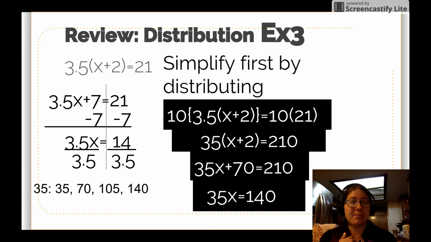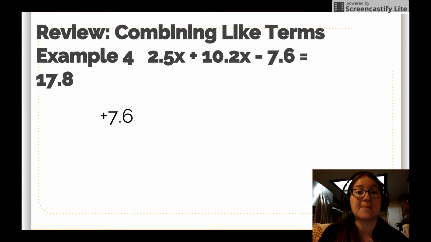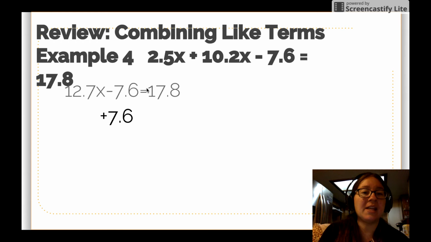I've got one last example. I don't think we got to this in class. 2.5x plus 10.2x minus 7.6 equals 17.8. How would I get here? Well, I added my like terms, 2.5x and 10.2x. 2.5 and 10.2 is 12.7. Now I'm going to add 7.6 to both sides. Whoops. Okay, I didn't finish this problem. See if you can finish the problem, and maybe we'll go over it tomorrow.